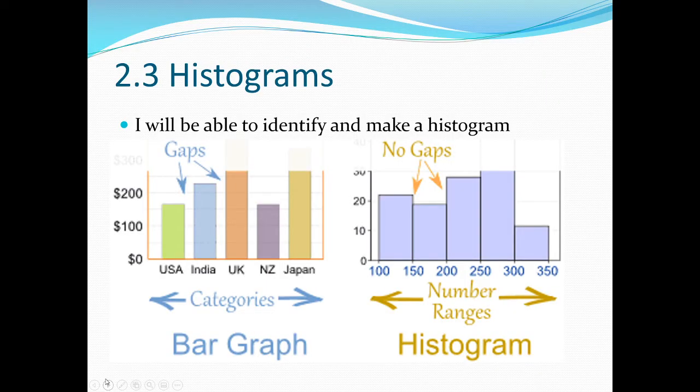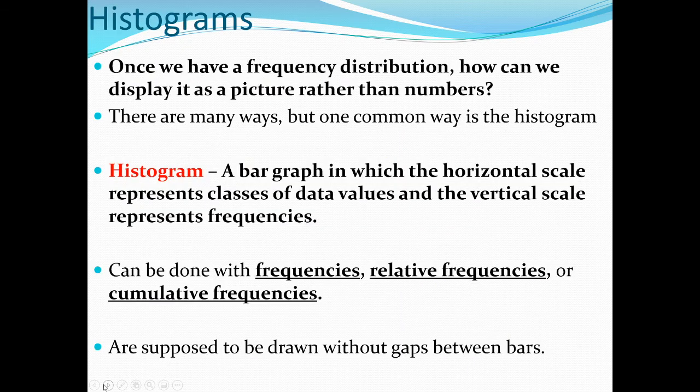So first off, the big thing about histograms. Histograms are basically bar graphs with no gaps. Over here on the left, you have a bar graph. Over here on the right, you have a histogram. Bar graphs usually deal with categories. Histograms deal with number ranges or frequency distributions, like we said before. Bar graphs have space between the bars. Histograms have no gaps between them, just to show the distribution a little bit better, which we'll get into a little later. So just to let you know the key difference between a bar graph and a histogram, because they are kind of similar.